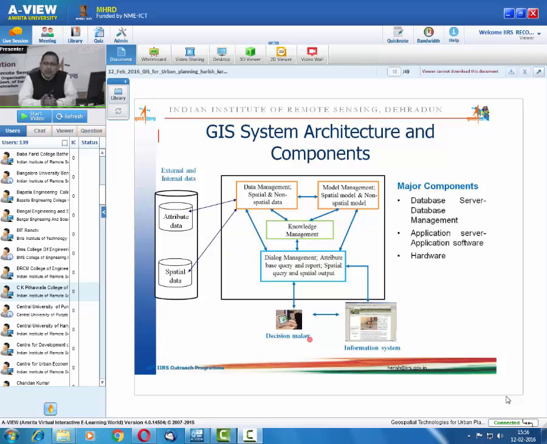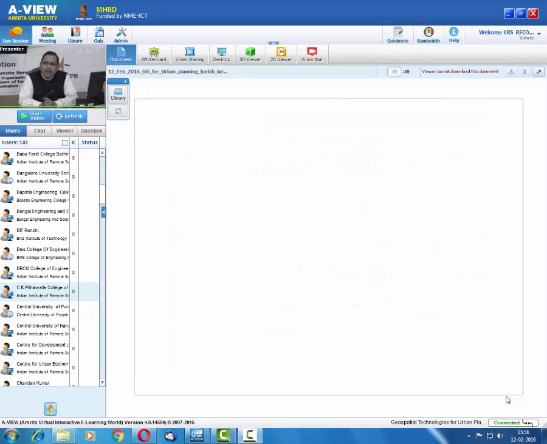So this is all about the GIS components, and if you derive the major technical components here, you will know that the most important is the database, which is known as a database server for the data management activity. Then we have the application server for data processing, which we do through the software technology for data processing, analysis, and data presentation. And of course, the third important component will be your hardware.